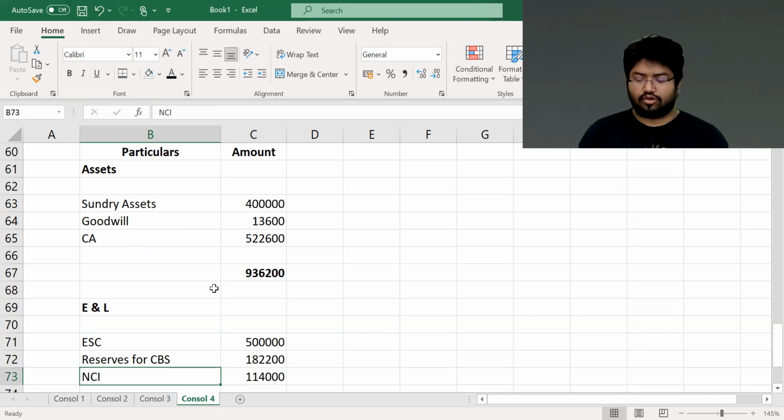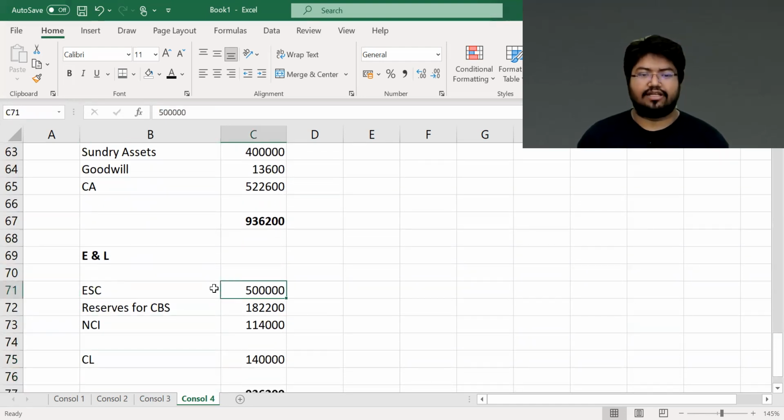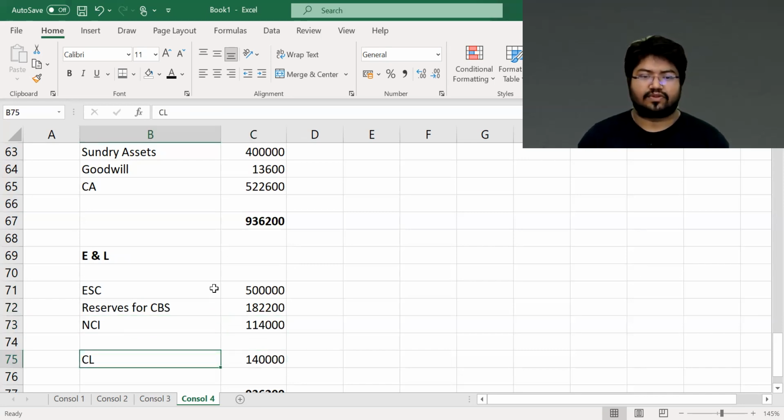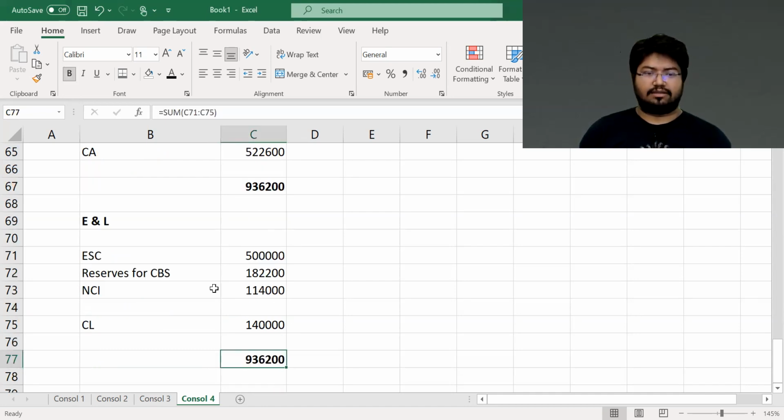If you are done, we will go to equity and liabilities side. Equity share capital, only parent, is 5 lakhs. Reserves for CBS from step 4. Non-controlling interest from step 2. Then you have creditors for 1,40,000. Automatically the balance sheet gets tallied, 9,36,200.